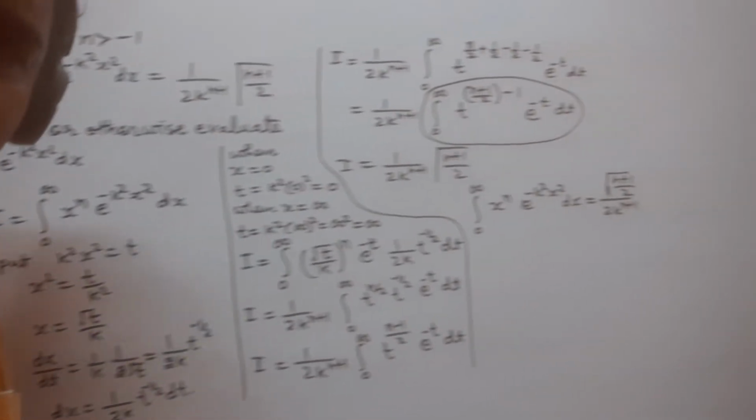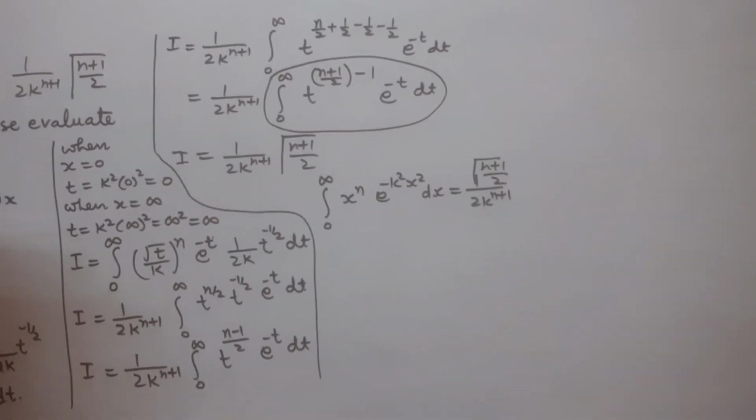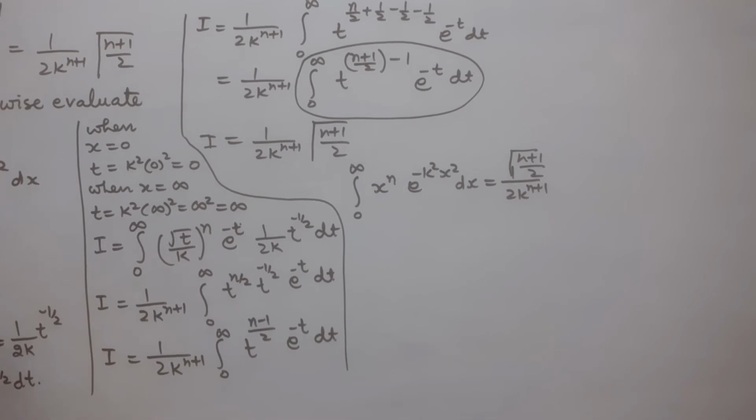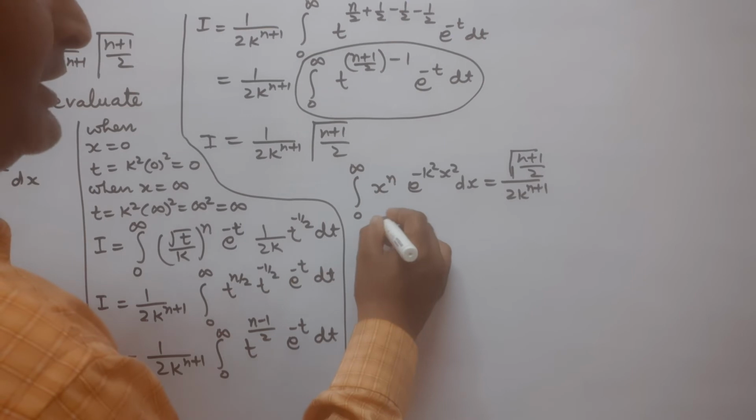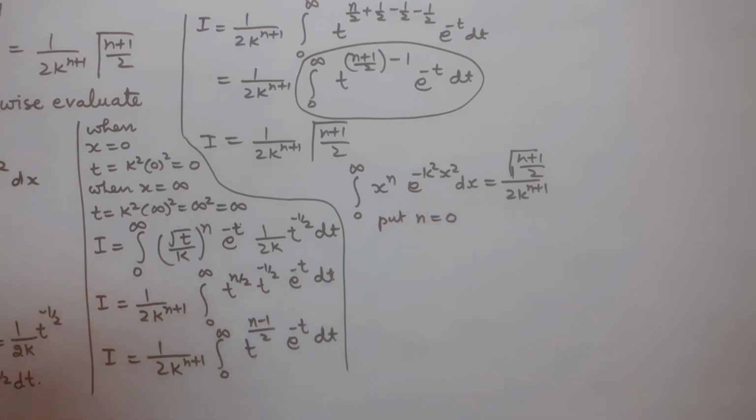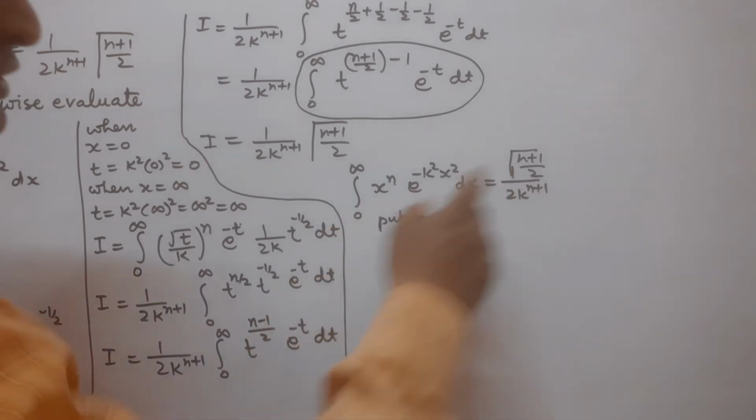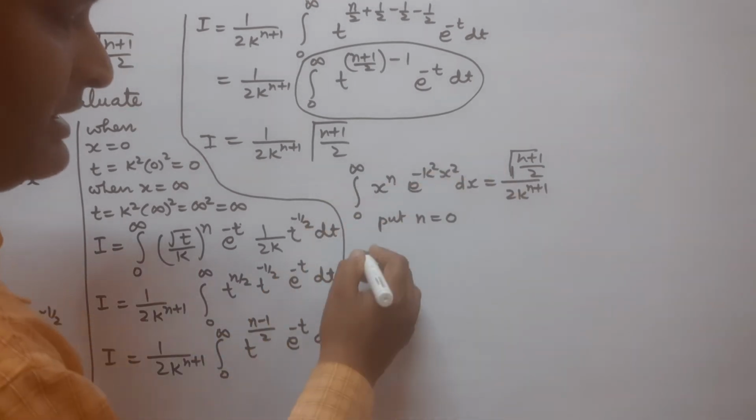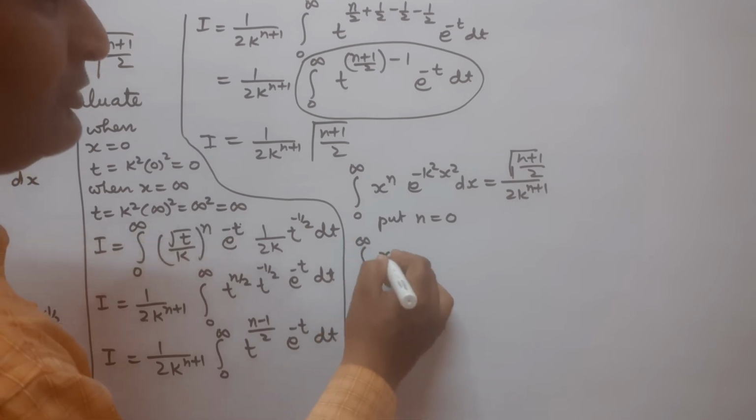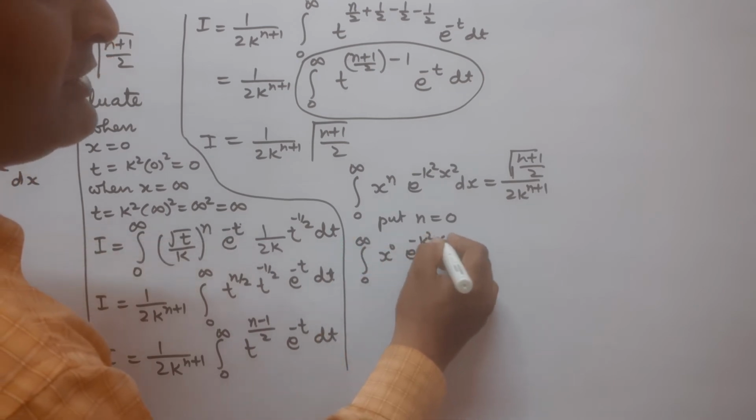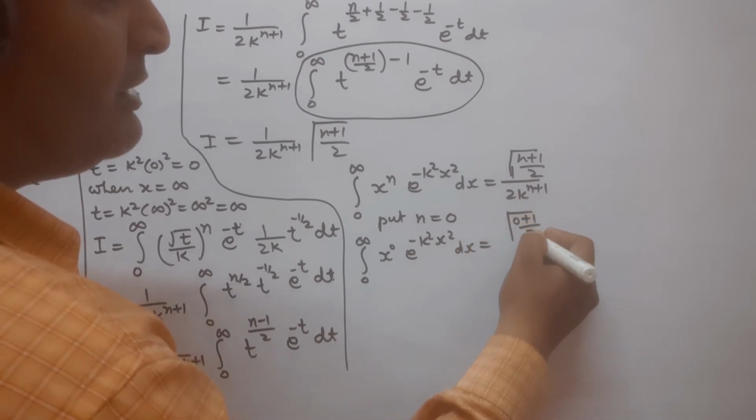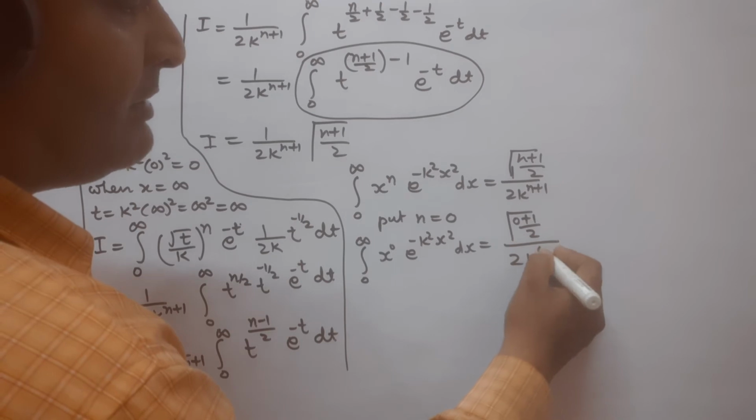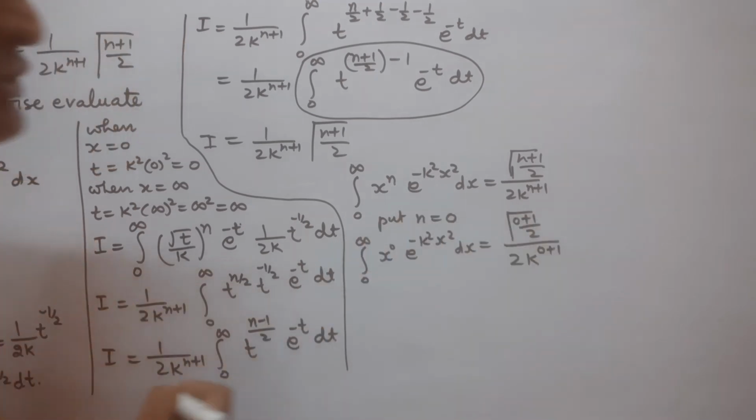Now we can see here, if you put n is equal to 0, because it is given that n is greater than minus 1, so we put n is equal to 0. So in this integral, we get x to the power 0 e to the power minus k square x square dx is equal to gamma of 0 plus 1 divided by 2 k to the power 0 plus 1.